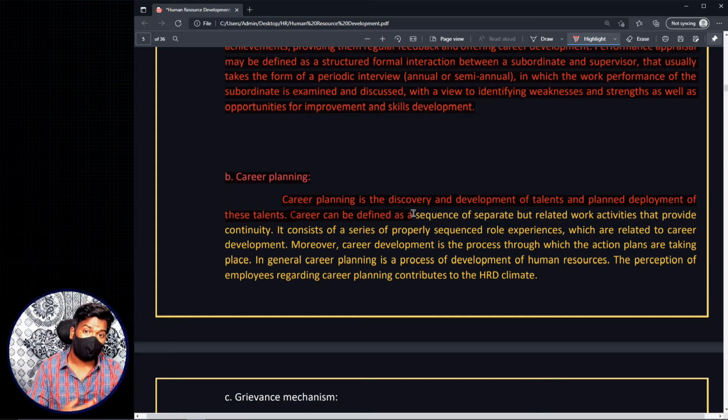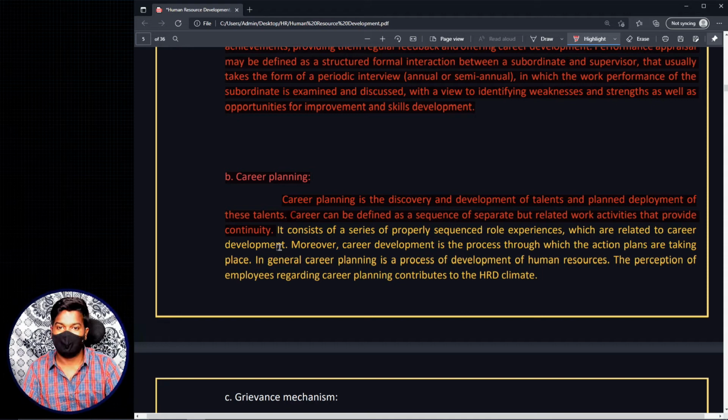If you want more information about this particular career, we will be having an entire unit called career management in the subject. Now career can be defined as a sequence of separate but related work activities that provide continuity. Now what do you mean by career? In simple terms, career means a series of work related activities. Now it may be continuous or it may not be continuous.